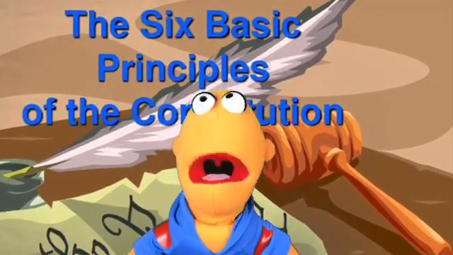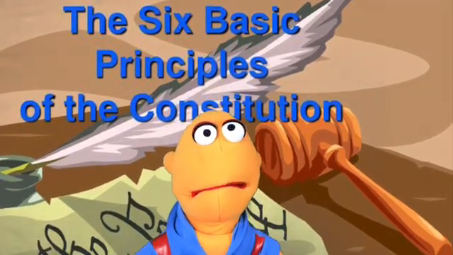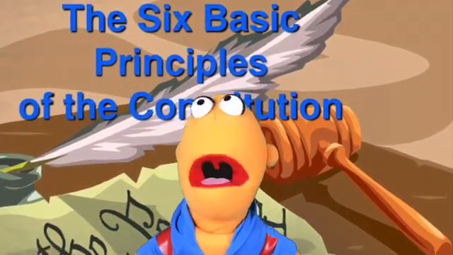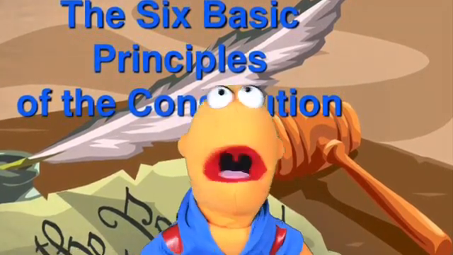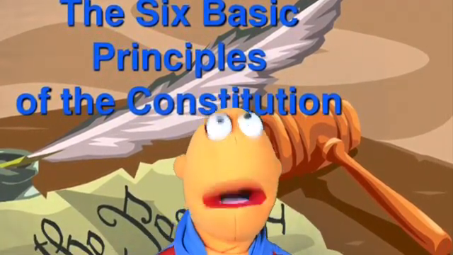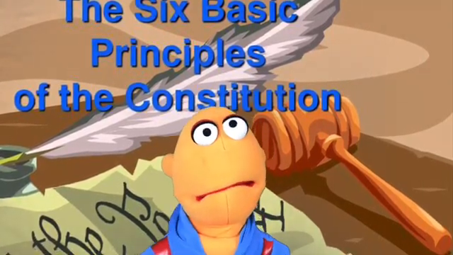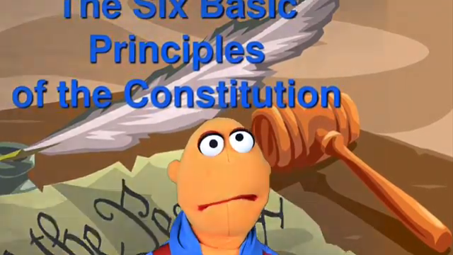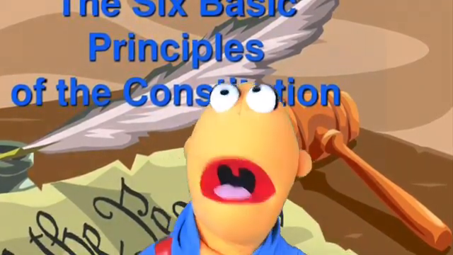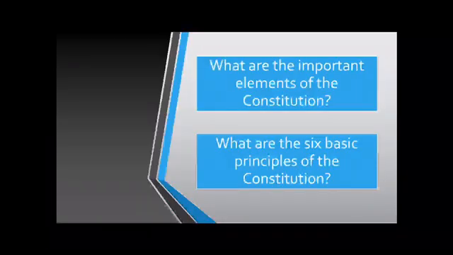Alright, today we're going to look at the 6 principles in the Constitution. 1. What are the 6 principles of the Constitution? And 2. We're going to look at the outline or design of the Constitution, including the preamble, the Bill of Rights, and the articles, and we'll start looking at the amendments. What are the important elements of the Constitution?